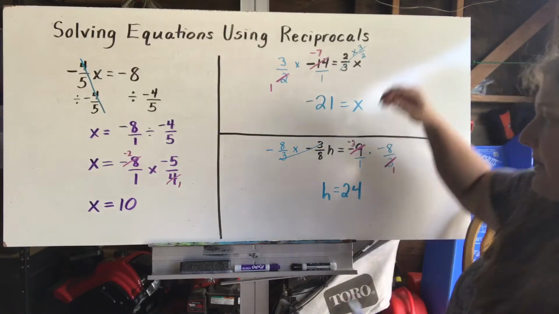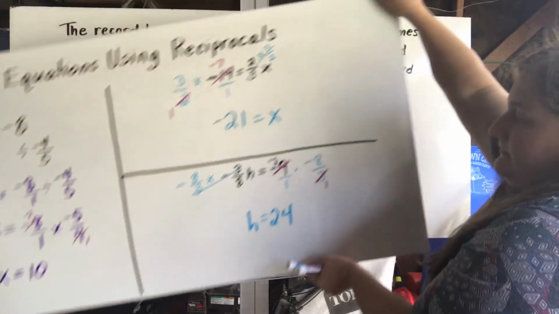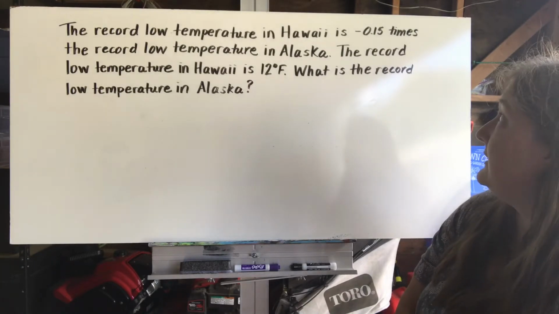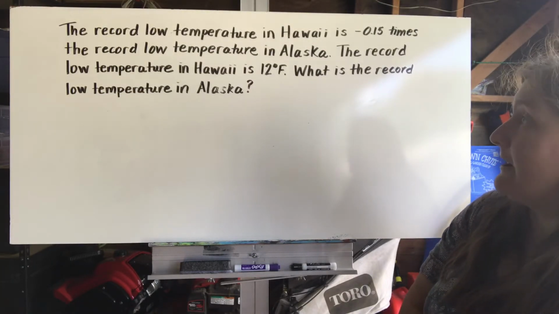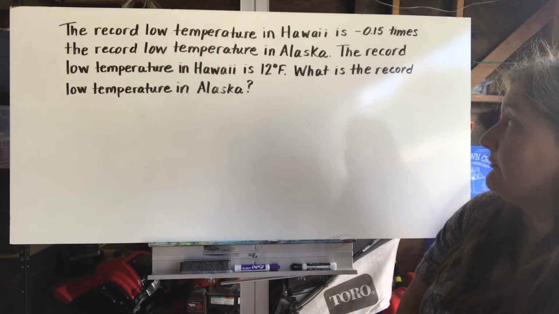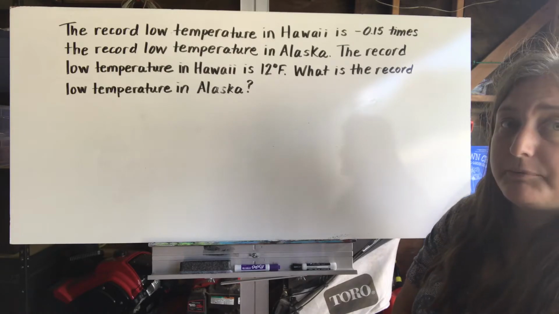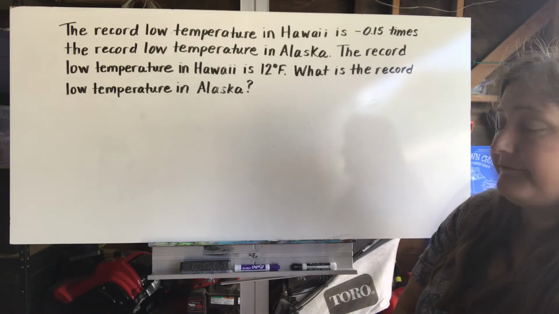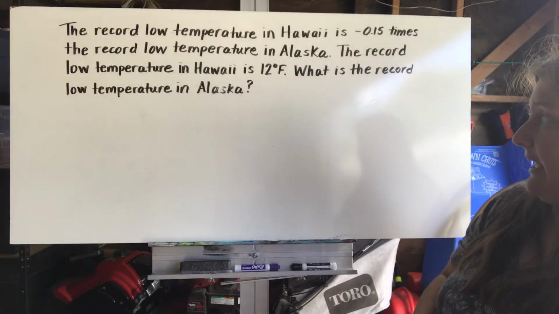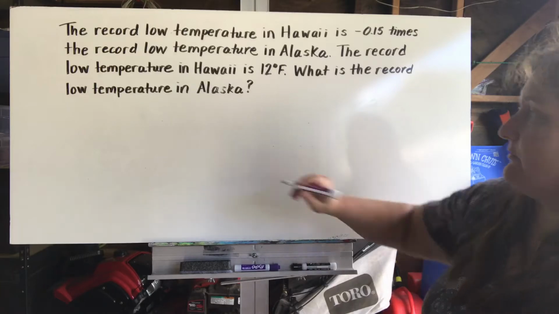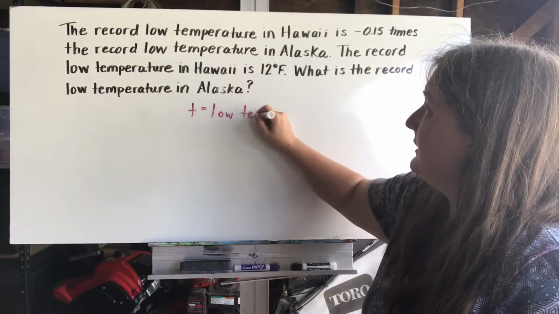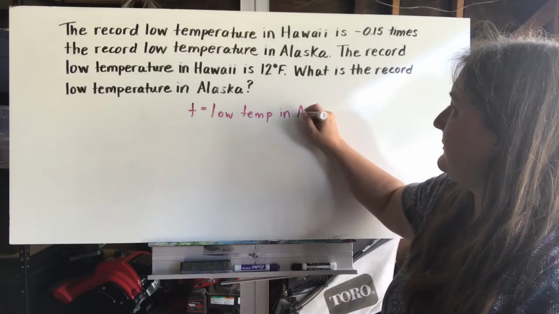All right, let's look at one more problem together. The record low temperature in Hawaii is negative 0.15 times the record low temperature in Alaska. The record low temperature in Hawaii is 12 degrees Fahrenheit. What's the record low temperature in Alaska? So what we're trying to find is this low temperature in Alaska. So I'm going to call that T. T is going to stand for my low temp in Alaska.